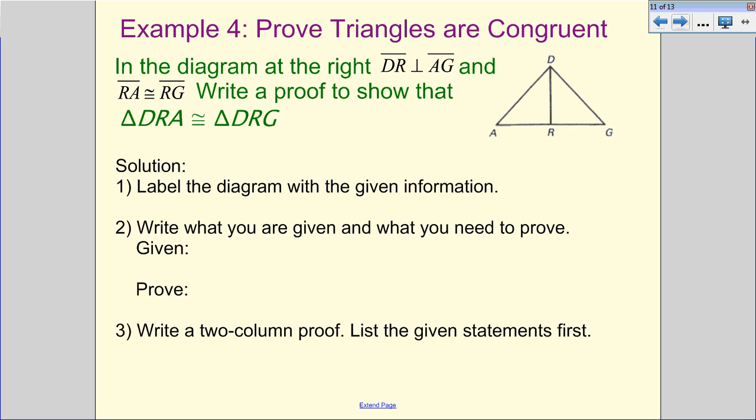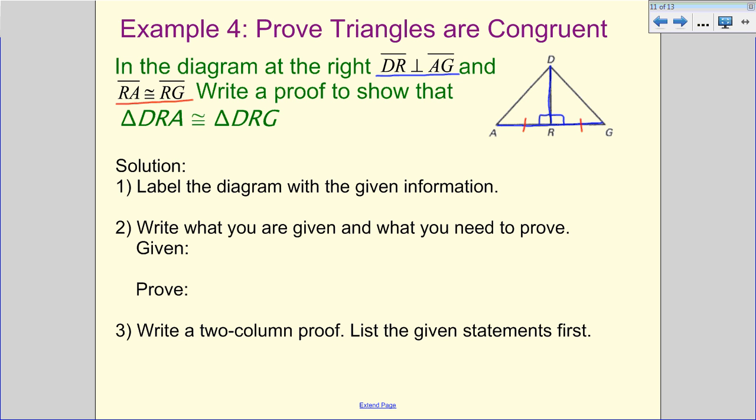All right. We'll take a look at proving triangles are congruent. So in the diagram, we know DR is perpendicular to AG, and that RA is congruent to RG. Write a proof that shows that. So the first thing we need to do is label the diagram. When they tell me that DR is perpendicular to AG, I find DR, I find AG, and perpendicular means they make two 90-degree angles. So I'm going to put those 90-degree angles in there. They then tell me that RA is congruent to RG, so I'm going to put in those congruency marks.